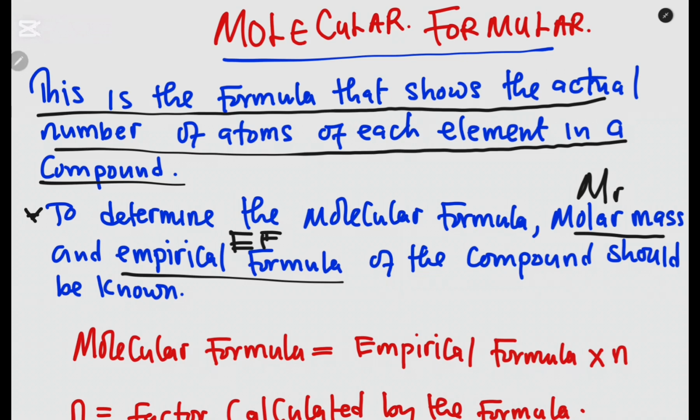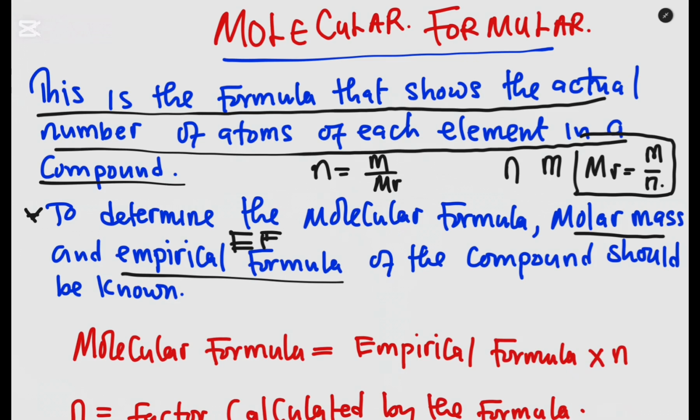For molar mass, it might be given, or you might be given the number of moles and mass. In other cases, for you to find the molecular formula, what do you need? You need the molar mass and the empirical formula. Now, in other cases, you might not be given the molar mass, but you be given the mass of that compound and also the number of moles. So you have to find the molar mass using this formula. Okay, I guess that one you've gotten it.